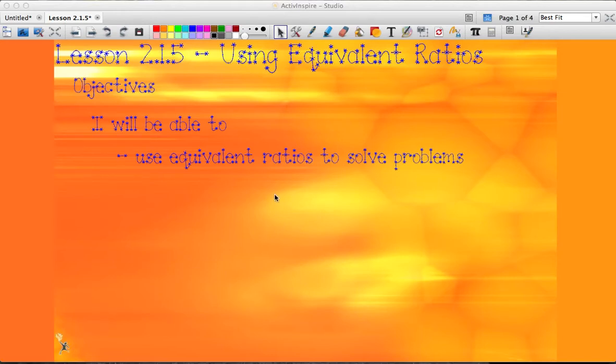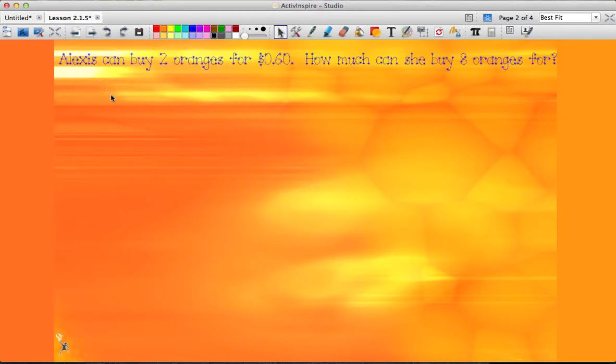Welcome to Lesson 215, Using Equivalent Ratios. Today we're going to talk about how to use equivalent ratios to solve problems. So we spent the last couple of lessons really working on how to find equivalent ratios and what equivalent ratios are. Now what we're going to do is show how they're useful in solving day-to-day problems.